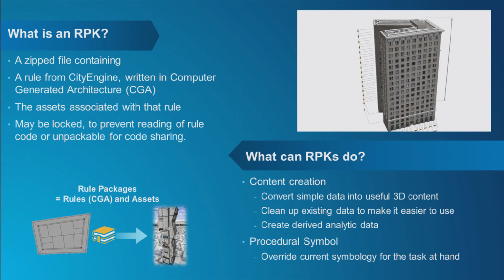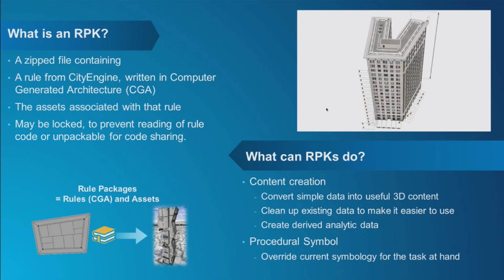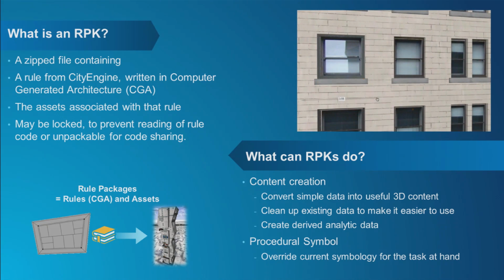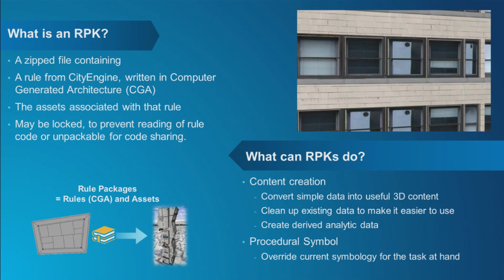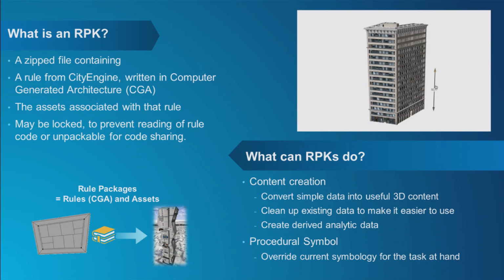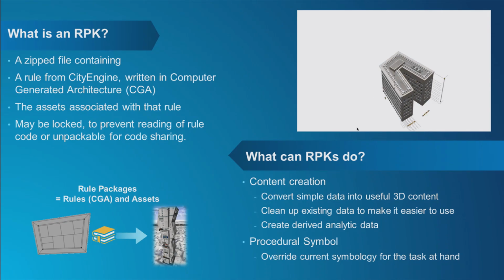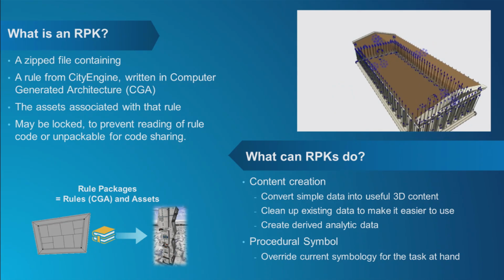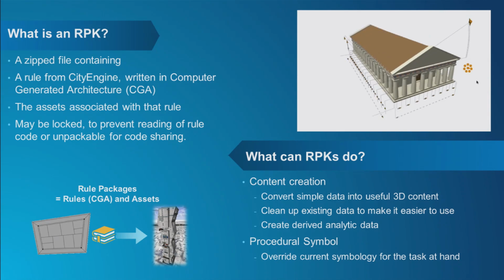CGA is written inside CityEngine. There's an editor directly inside of it. It's the best place because you get that immediate feedback when you're generating. There is no CGA editor in ArcGIS Pro, so CityEngine is the only place you can build that. The assets that are associated with a rule are referenced in folders, so actually when you package, it's going to go and search those folders and find the assets that are related to the rule inside those and grab them.